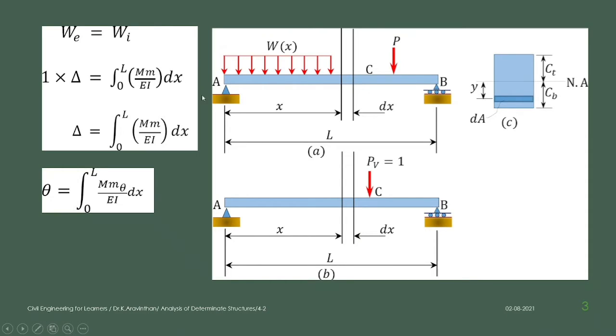So this will be your internal work done, and if you multiply 1 into this delta, it will be delta. If you need delta in an object, wherever you need deflection, you have to provide a unit load at that place and find the moment, which is known as small m. You can apply the same real force and find the moment at the same place where you have applied the dummy load. If you multiply that and integrate from 0 to L into dx, you will be getting the deflection.